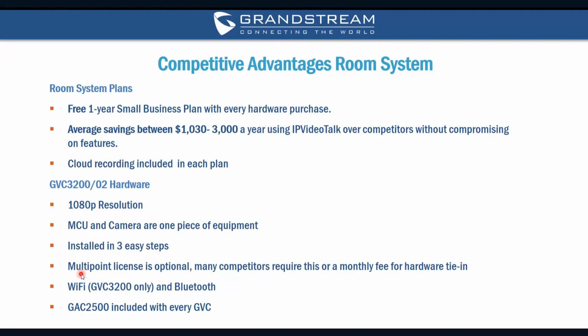Also, multi-point license is optional, as many competitors require this, as mentioned, for a monthly fee or hardware tie-in. The GVC 3200 has Wi-Fi and Bluetooth, and also this speakerphone, the GAC 2500, is included with every GVC. So for every purchase of a GVC 3200 and GVC 3202, a GAC 2500 speakerphone is already included.